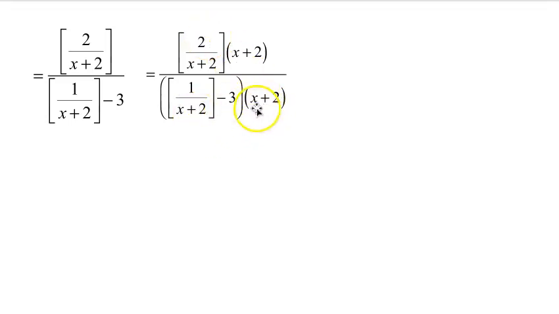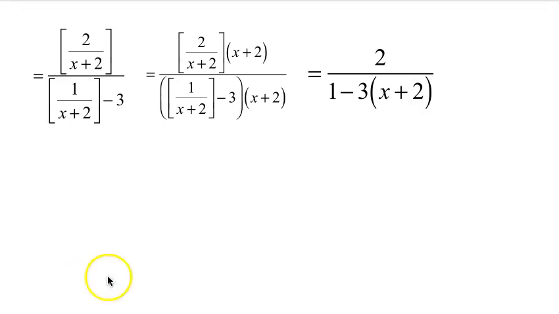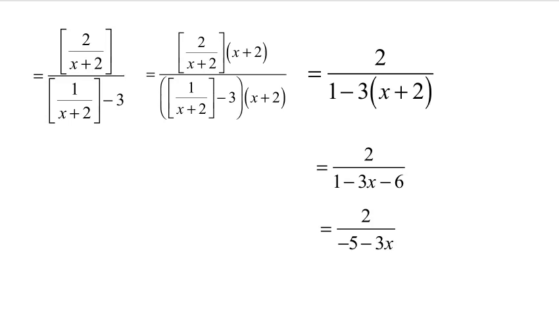But on the bottom we have to distribute. X plus 2 times 1 over x plus 2 is just 1. X plus 2 times 3 is 3 times x plus 2. So notice by doing that, all of the fractions are gone. Multiplying top and bottom by the common denominator eliminates all of the fractions. So that's very nice. Now I still need to simplify the denominator. Negative 3 times x is negative 3x. Negative 3 times 2 is negative 6. And 1 minus 6, of course, is negative 5. So we have 2 over negative 5 minus 3x.